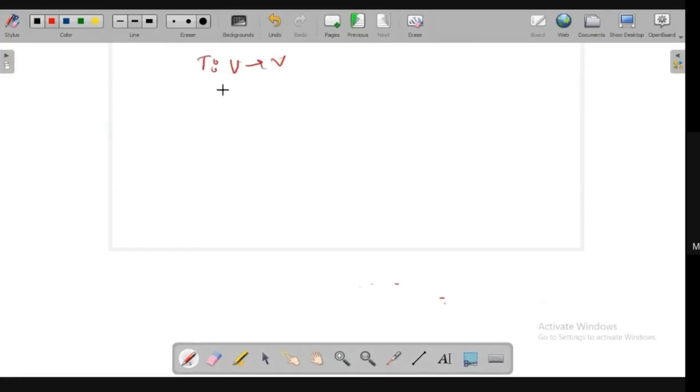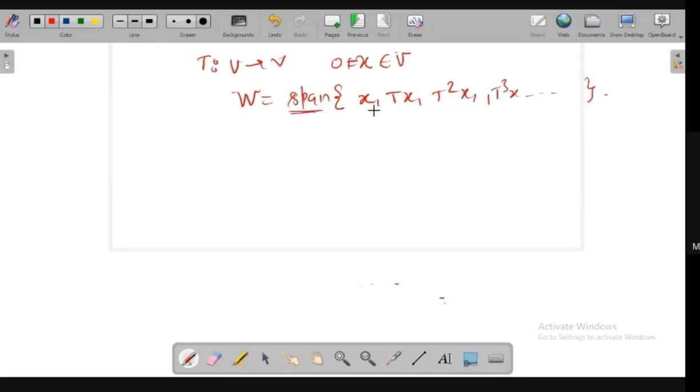if T is a linear operator from vector space V to V and x is a non-zero vector belonging to the vector space V, then we have defined W as the spanning set of x, T(x), T square x, T cube x, and so on. The linear span of any set is a subspace. We know that it is always a subspace. So W is a subspace.